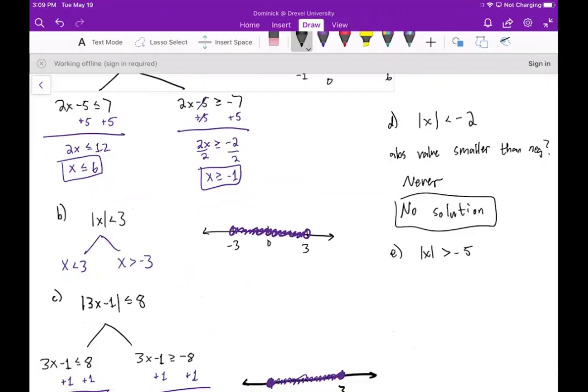All right, now again, we have a negative number on the other side, but this is just the opposite, right? Because we want to know, when is an absolute value of something greater than a negative number? Well, this is always true. Regardless of what value you plug in for x, this will always be true. You could say infinitely many solutions, all real numbers, something like that, right? But the point is that this is always true.